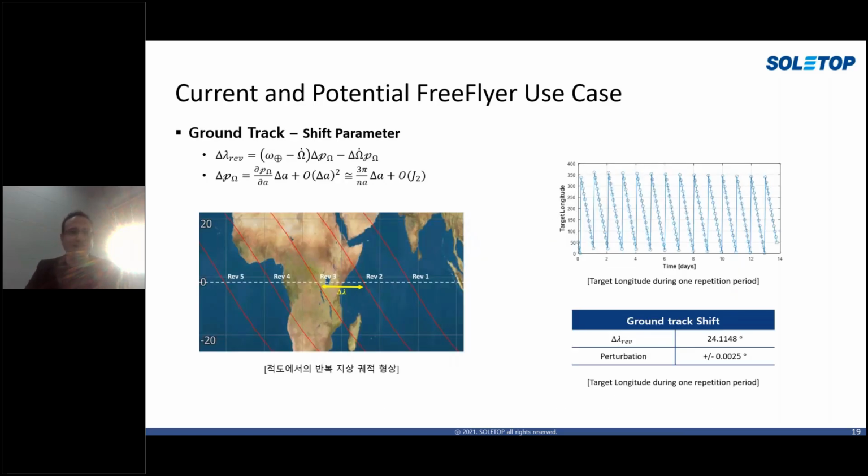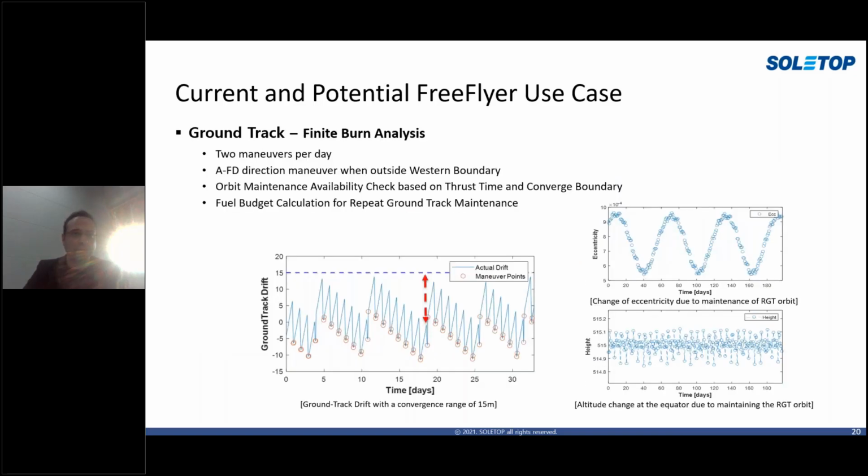On the other hand, the ground track shift parameter has been one of the use cases for one of the customers here. So the Soletop team has worked and tried to show. Some of the content is in Korean. I'm sorry, because this is still under confidentiality. I couldn't share much of the details here, but this is for ground track shift analysis, and this has been very successful so far.